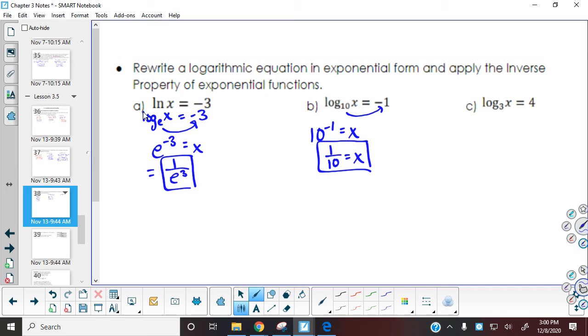Last but not least, same idea. Slide that 3 underneath. 3 to the 4th equals x. So my x value is 81. Okay? So you have several different options. Now, you're going to have a chance to practice this today. You are also going to have an opportunity for more practice if you feel like you need some more examples. Okay, the only way to get better at these is to practice them and ask questions.